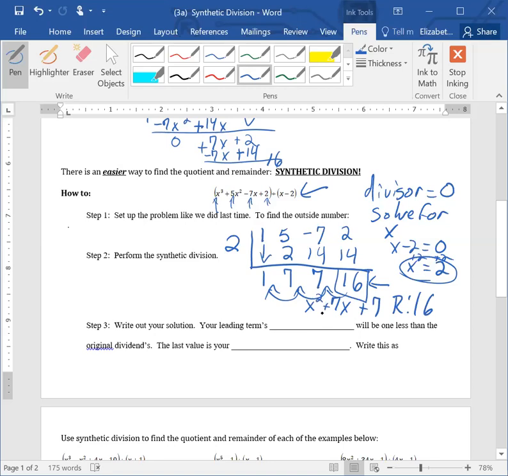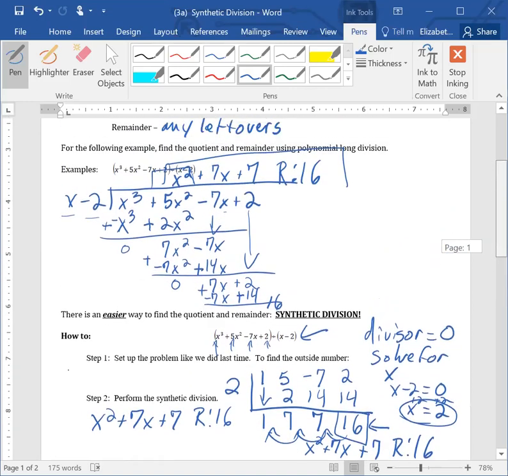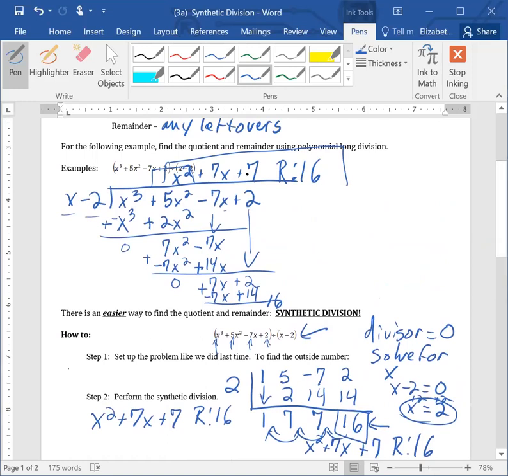All right. Now look. So the answer I've got for this is x squared plus 7x plus 7 with a remainder of 16. Now let's go back and look. Is that the same answer we got up here? x squared plus 7x plus 7, remainder 16. So we got the same answer, but the synthetic division was a lot faster.